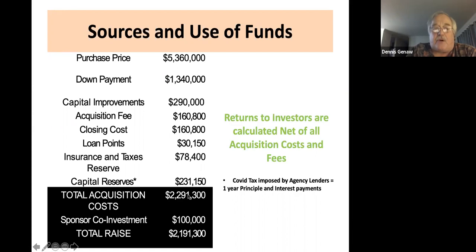So this gives you a total acquisition cost that the general partnership has to raise from limited partners. And then as a limited partner, you also want to make sure that the general partnerships are invested along with you. So any money they're going to raise is going to be less their co-investment on the limited partner side. So they're buying into the limited partnership as well here. So the total raise in this example would be 2.19 or basically $2.2 million.